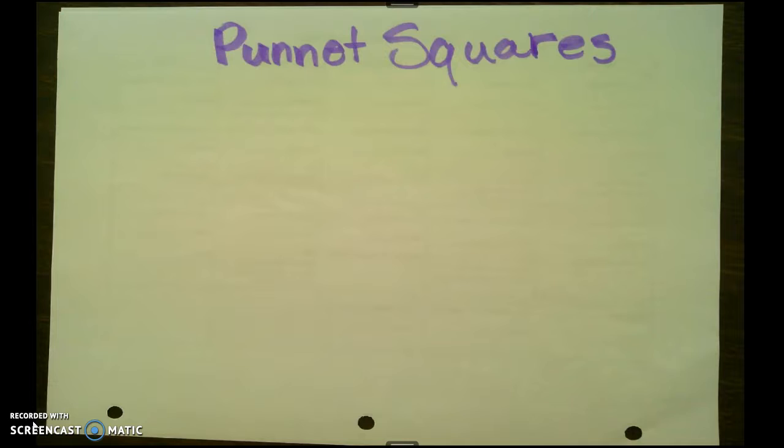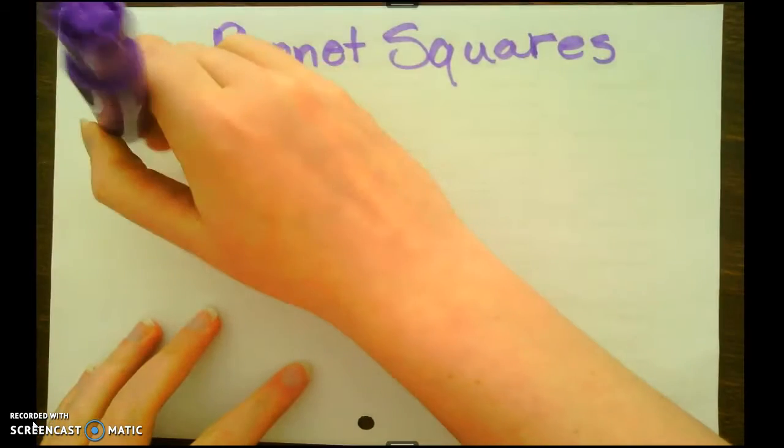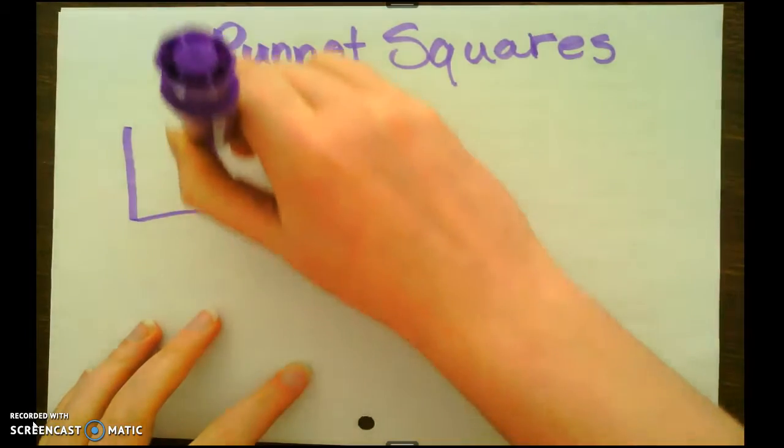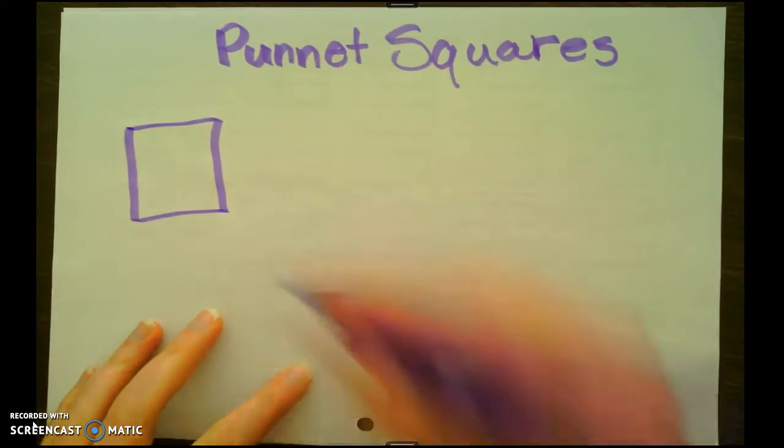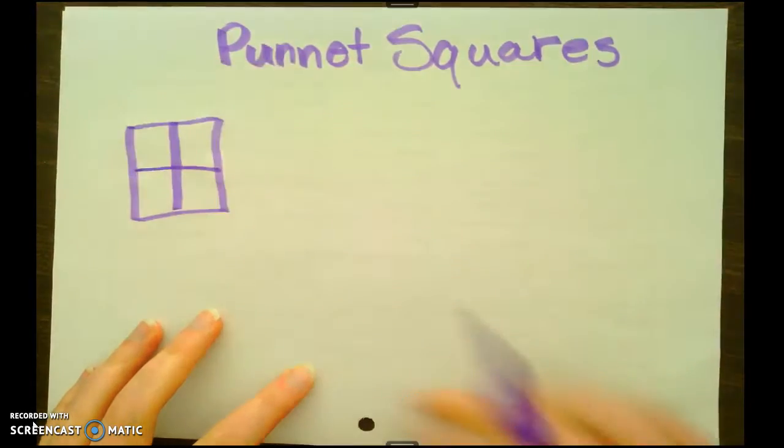So a Punnett square, if you have heard about them before, maybe you haven't, just looks like this. It's a square, and it is separated into 4 quadrants.